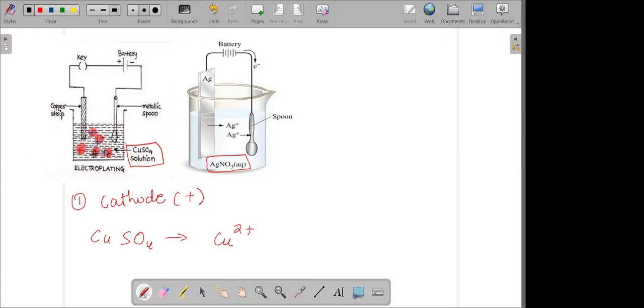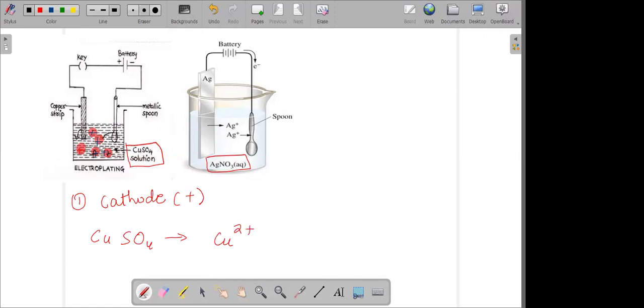As one copper ion comes and attaches to this metallic spoon, one copper atom from this plate dissociates and passes into the solution. So one ion passes from the solution onto the spoon, and one metal becomes an ion and passes into the solution from the copper strip. Slowly and slowly, the copper strip gets finished up, and the silver gets deposited on the metallic spoon.